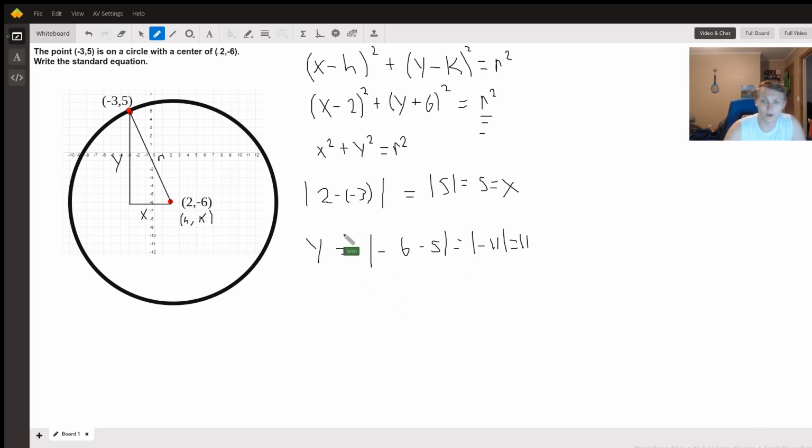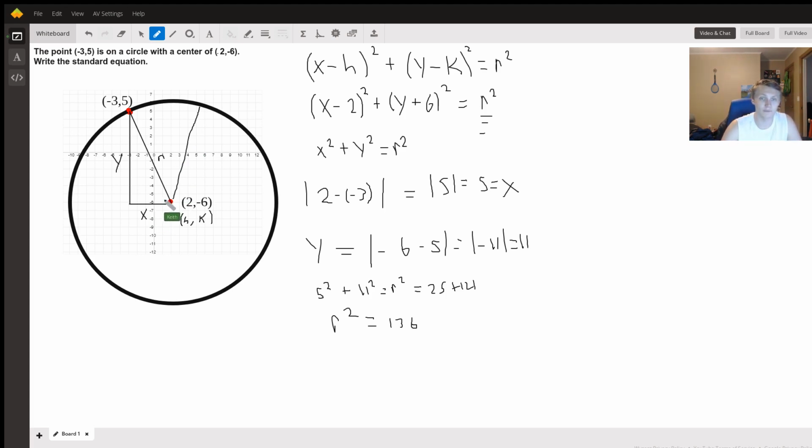And so now let's plug this into our equation. So we have x squared, so 5 squared, plus y squared, so plus 11 squared, is equal to r squared. And so this is just equal to 25 plus 121. So r squared is equal to 136. Cool. So our radius is somewhere between 11 and 12, which checks out if you look at the graph, because this is a big circle. It has a pretty large radius here.